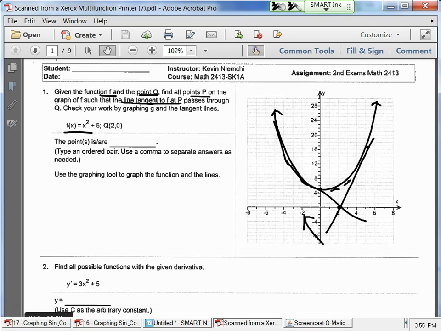So looking at some value over here, maybe around -2. Another one here, maybe somewhere around 5 or 6.